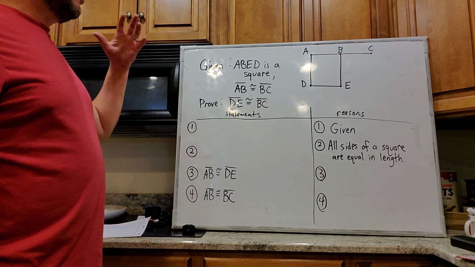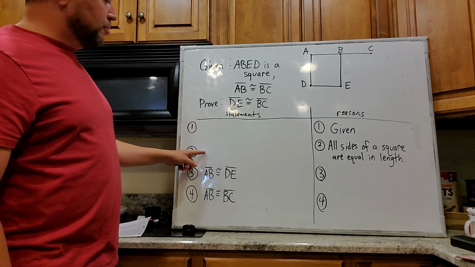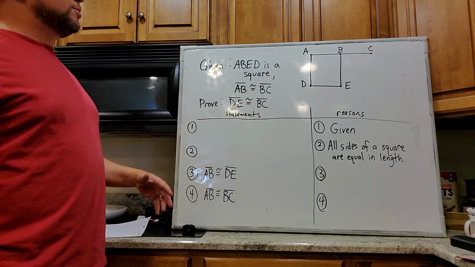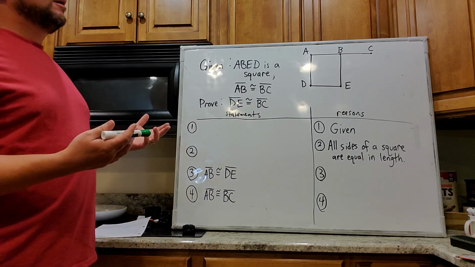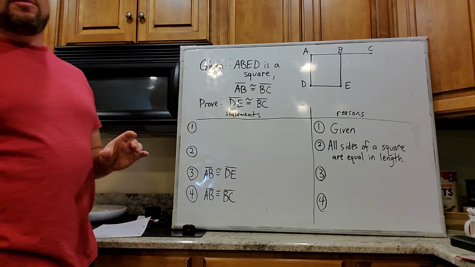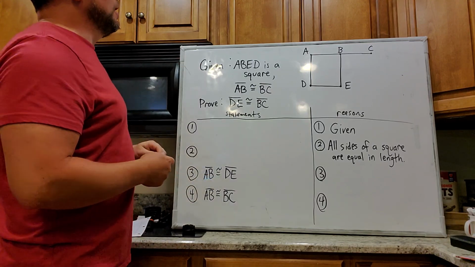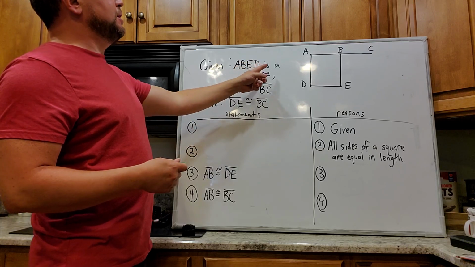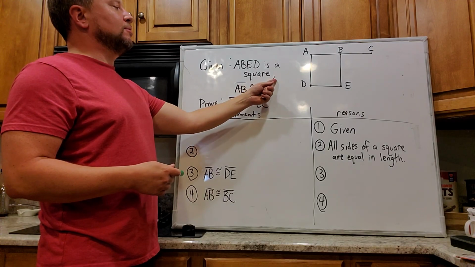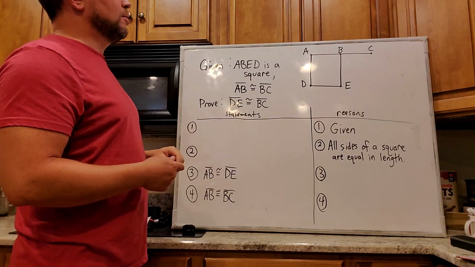All right, we've got a proof that I've put up here on the board. And you'll notice that there are some missing blanks yet that we need to fill in. Okay, there's a total of 4 steps. But every proof, remember, has a given statement and a prove statement. So make sure you pay attention to those from the get-go. In our given, we have that ABED is a square. And there's a second piece of given information as well. Notice the comma, and then they tell us that AB and BC are congruent.